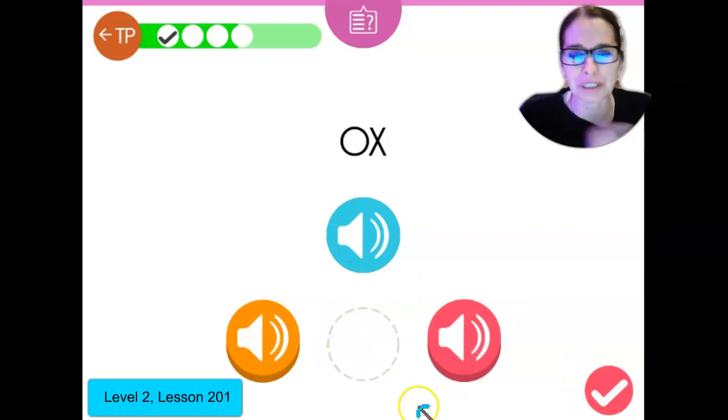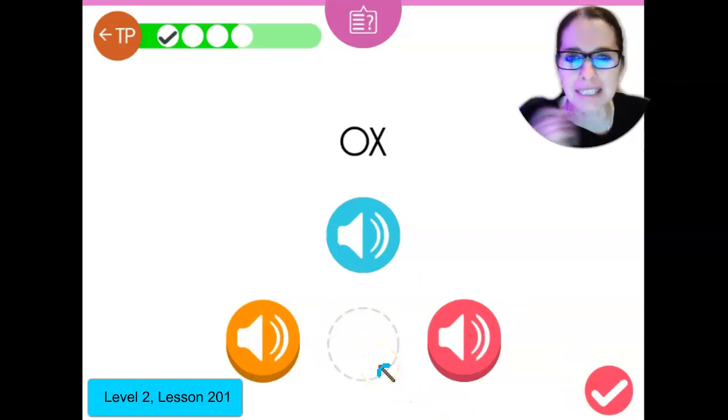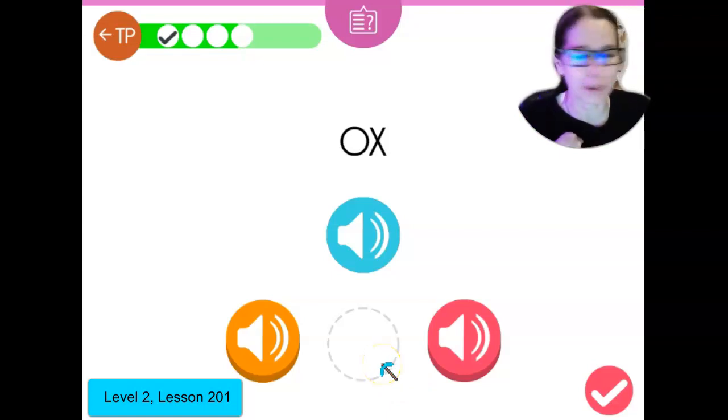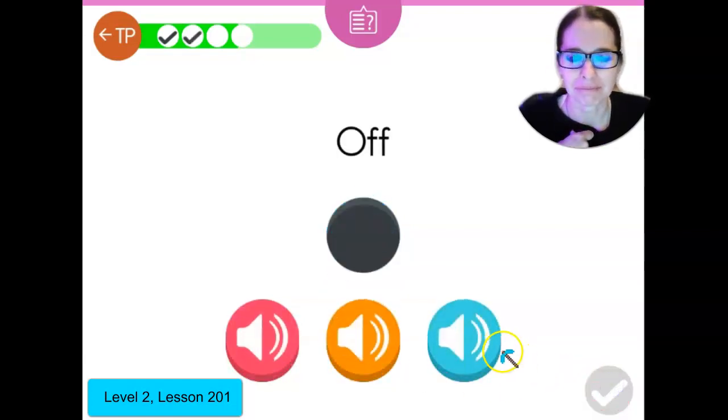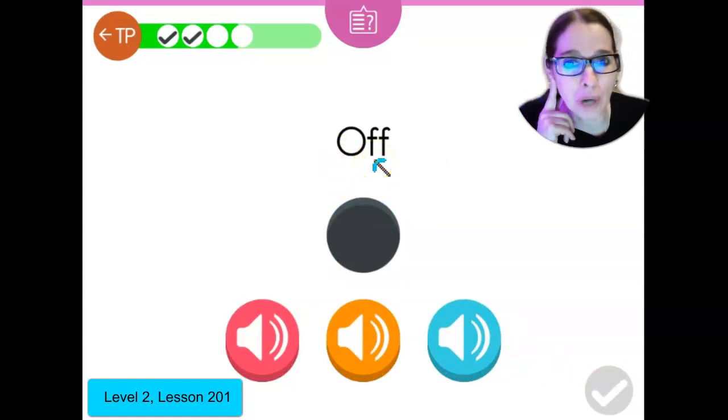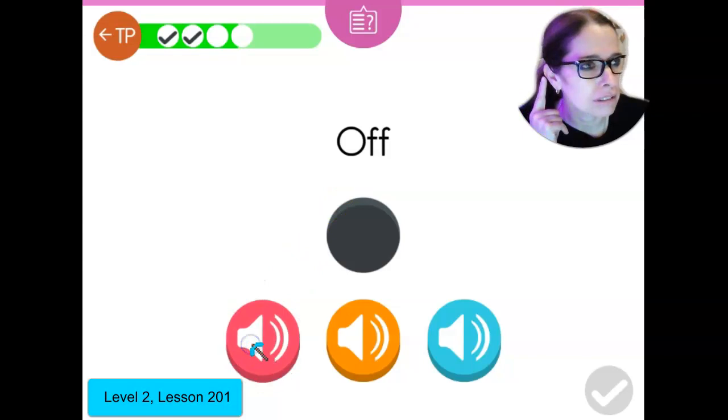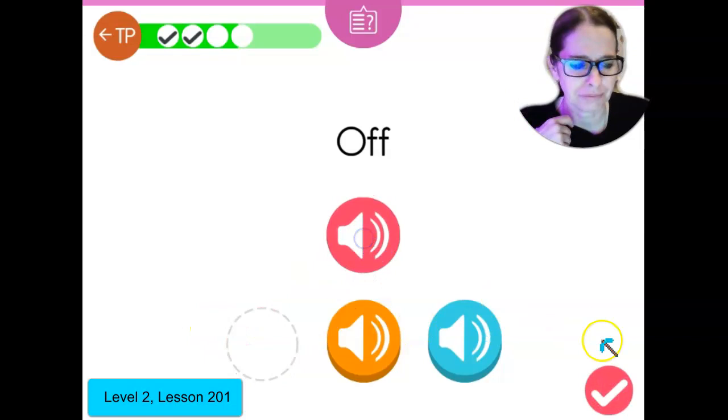Notice when I'm testing them, or I'm seeing which sound is under each button, I'm not saying anything except the word I have. If my word is ox, I only say ox on this screen. I know my word is off, so I'm going to listen for off. And I'm only going to say off. Off. Off. Off.